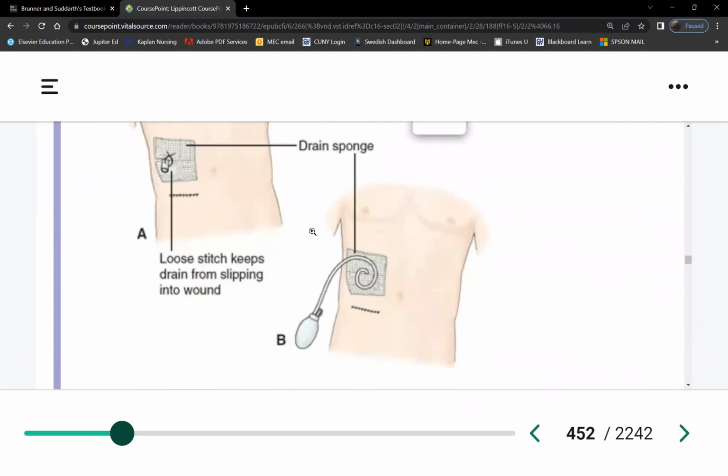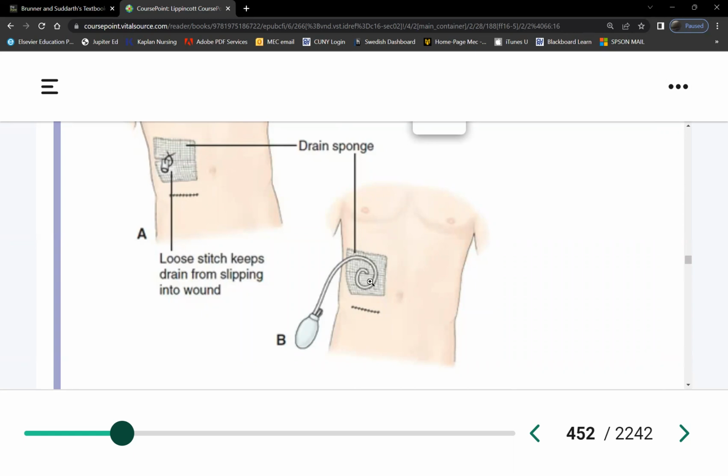You're familiar with drains, correct? You did this in fundamentals? Okay. So are these passive or active? Which one is passive here, the Penrose or the JP? Which one is passive drainage? Passive means by gravity. Okay, Penrose only drains by gravity. So what's the best position for this patient? Based on that, upright or sitting. That way you drain by gravity.